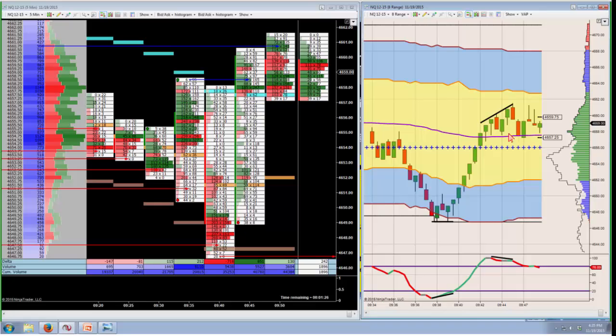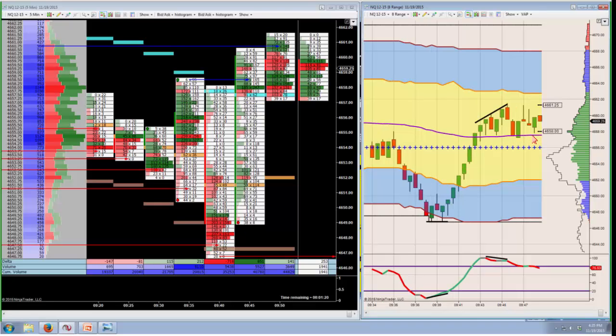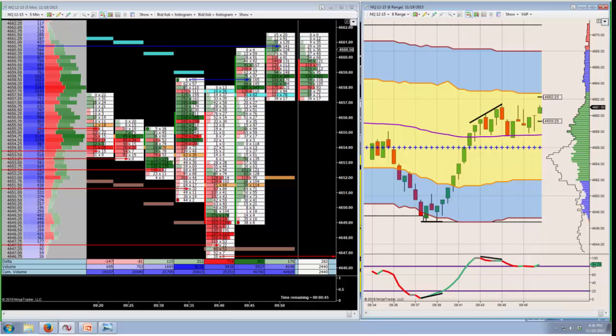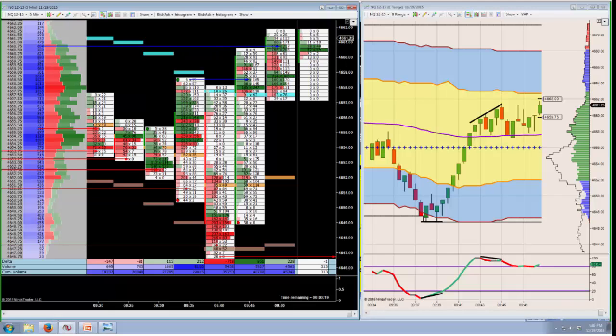So if this still holds, if this can come down to the point of control again and maybe hold, then maybe get some buyers come in, then you might be willing to buy it. But like I said, this is a no trade zone for me right at that point of control. So I'm going to just fast forward this a little bit. So I just sped it up a little bit.